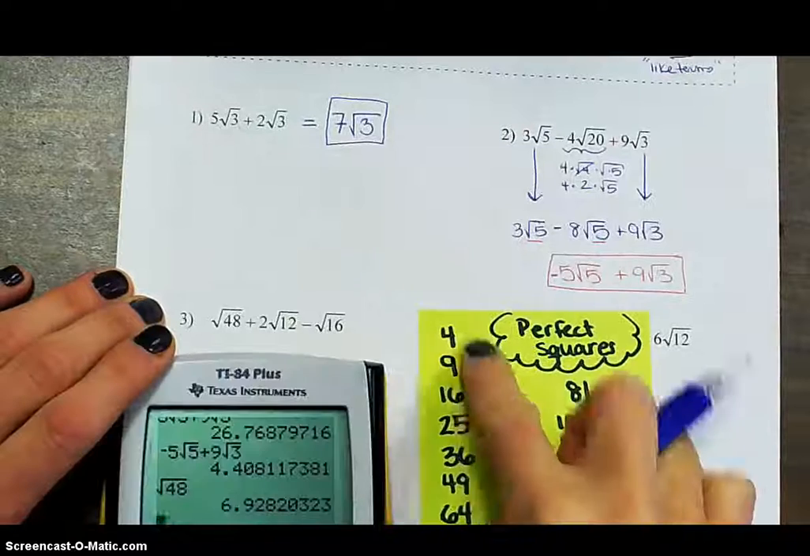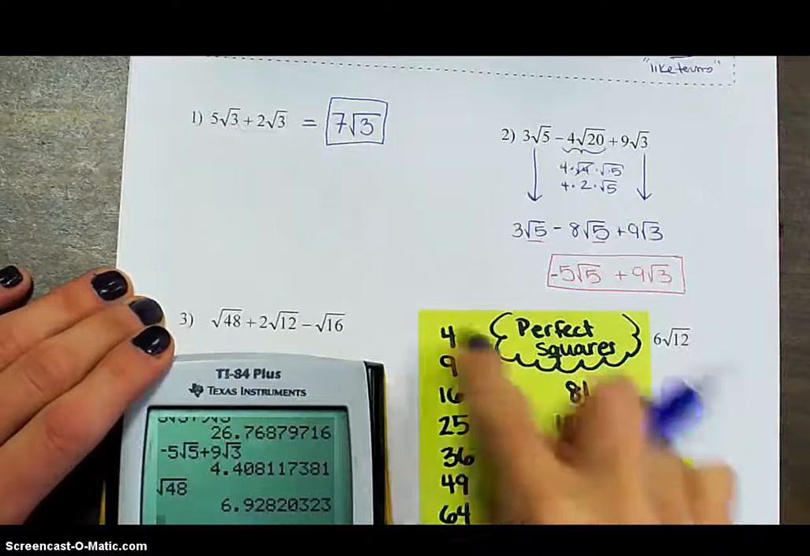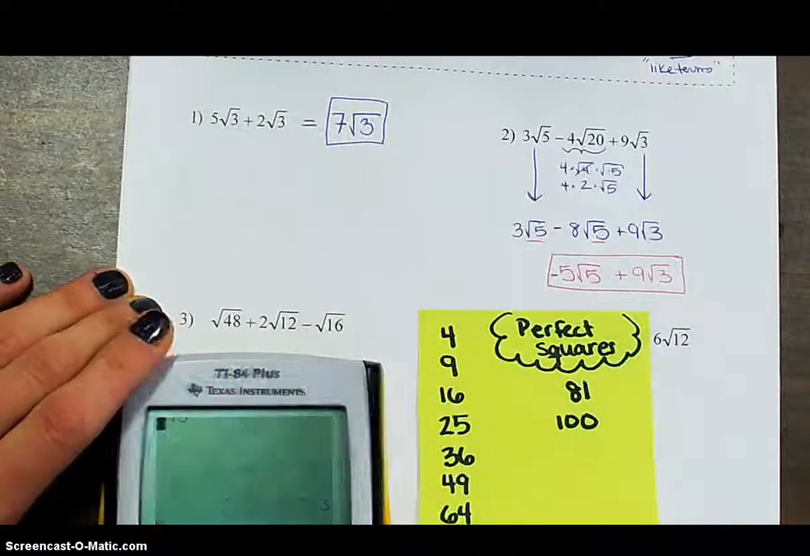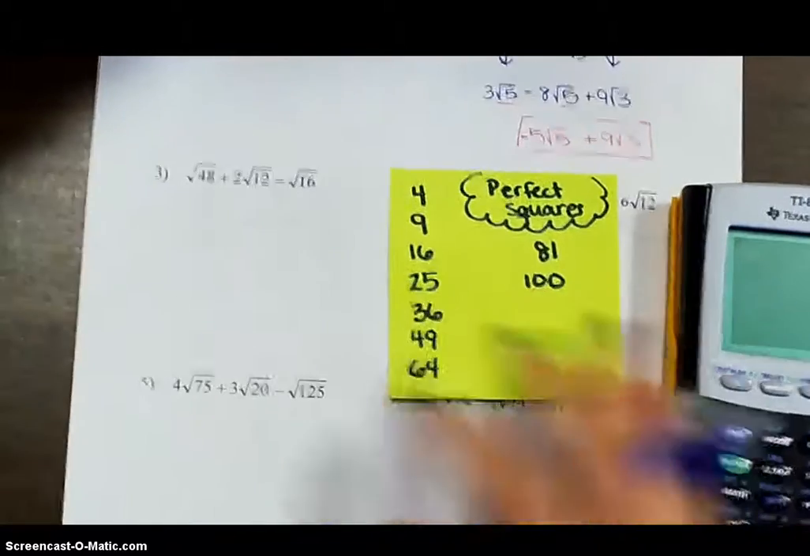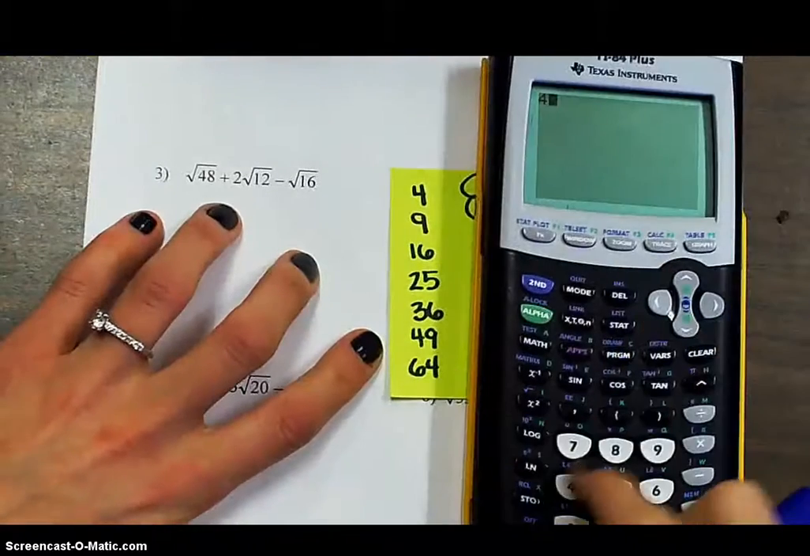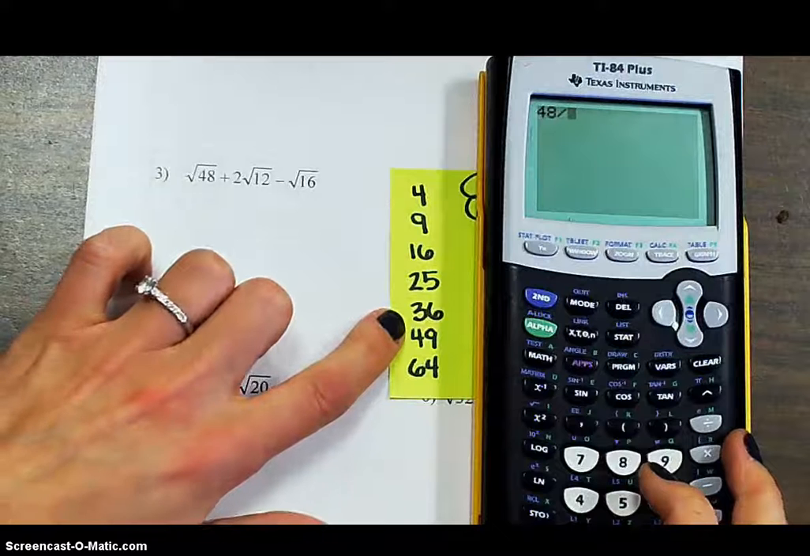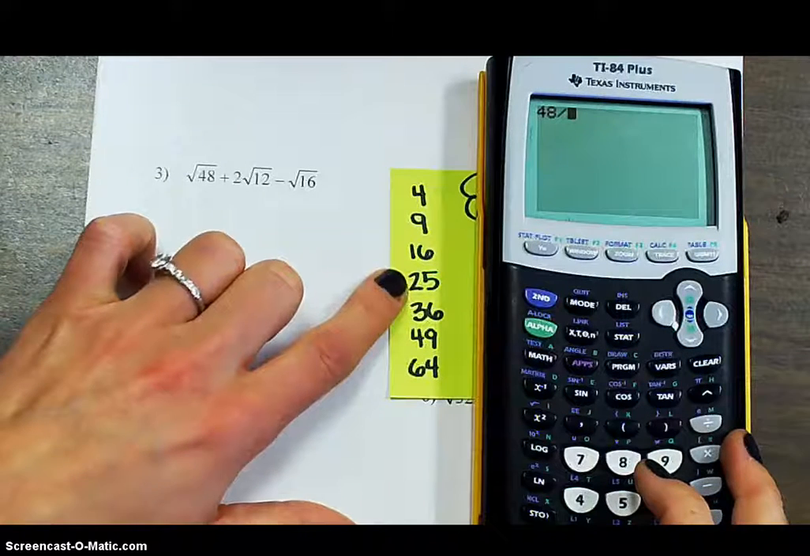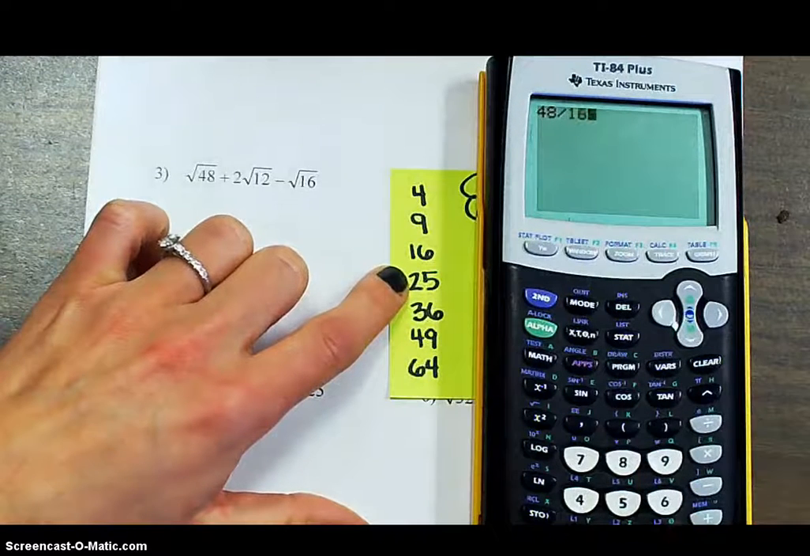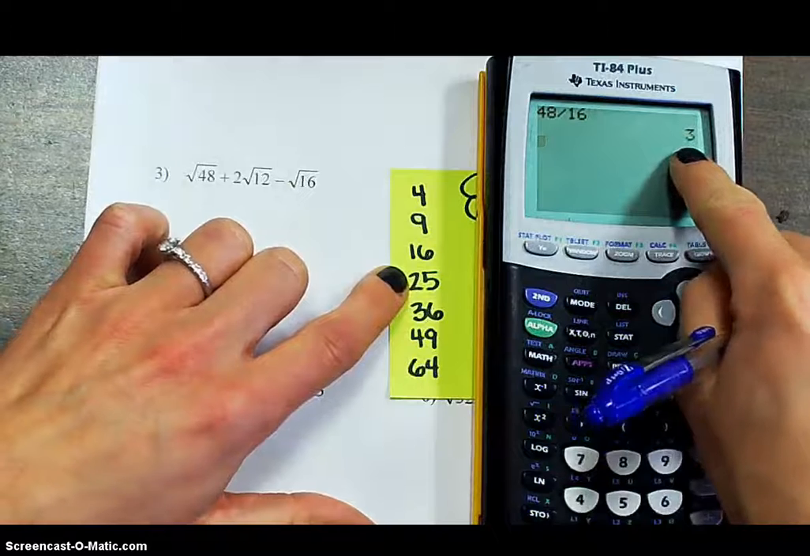So now what we have to do is find a number from this list that goes into radical 48. And we want to make sure that we find the biggest one. So let's take a look. 48 divided by, let's see, I know 36 doesn't work. 25 is not going to work. Let's try 16. 48 divided by 16, and that works. It's 3.